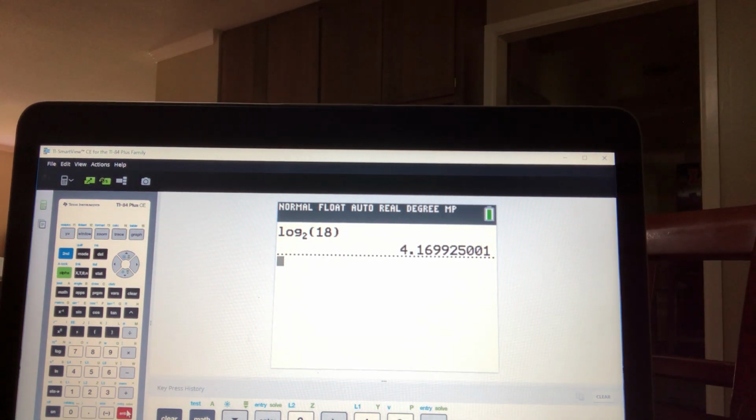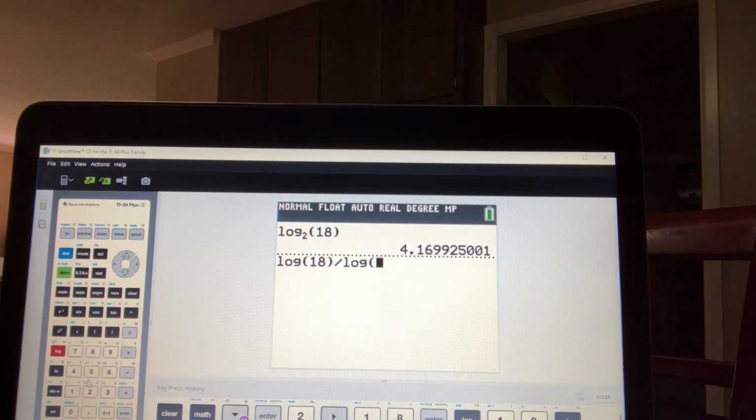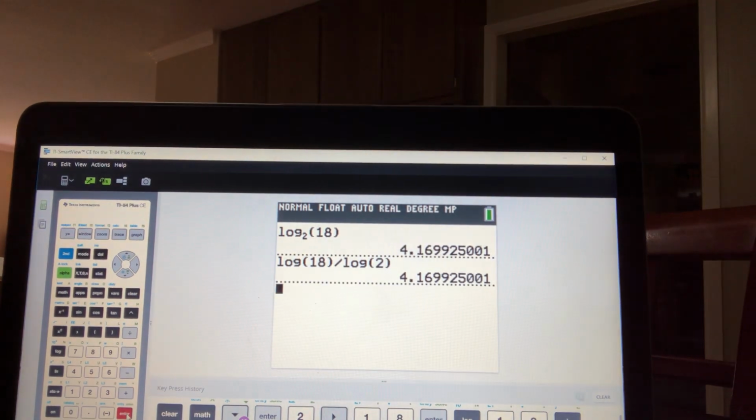Now I know some of you don't have this option when you go to math, so you would do the change of base formula, and here's a reminder of that. You would do the log of the 18, that's the common log right beside the number 7, and you would divide that by the common log of the base, which is 2. You should get exactly the same thing by doing it that way instead. So either way is fine. Either way, you would round to 4.170.